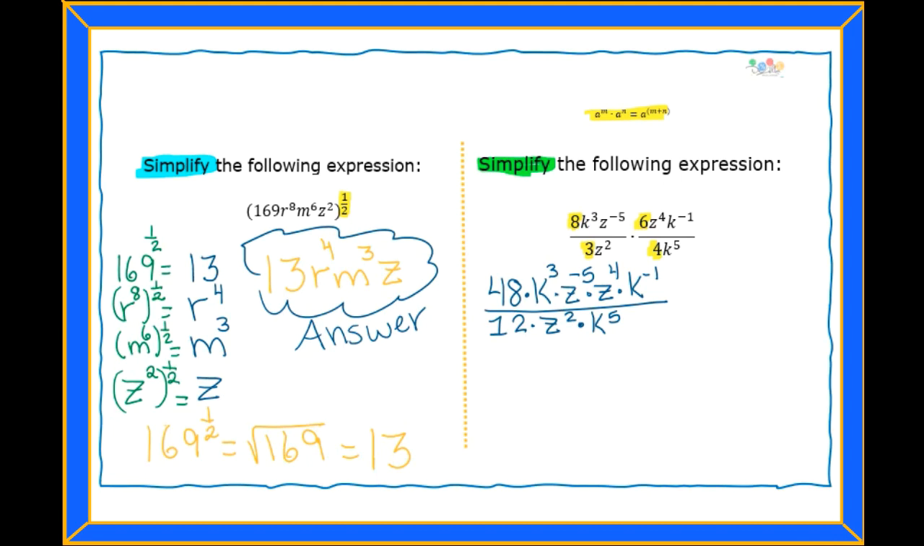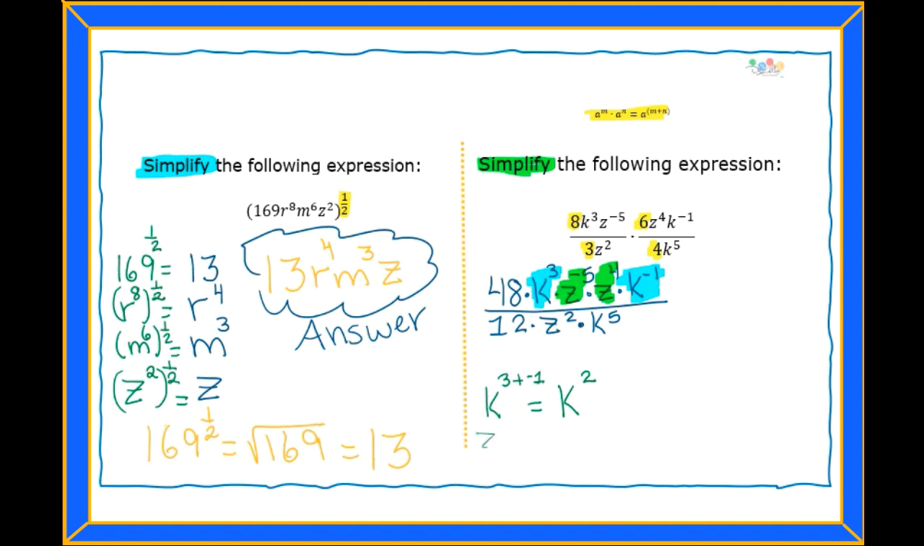So the first thing I need to do is see which bases I can combine. On my numerator, I can combine the k with that k, and I can combine the z with the second z. Everybody with me? Okay, so let's do it. I'm going to rewrite it just so that I don't get confused. So this means k to the third power plus -1. Is that right? Because it says I'm supposed to add them up. Okay, so what do I get? I'm going to get k to the second power.